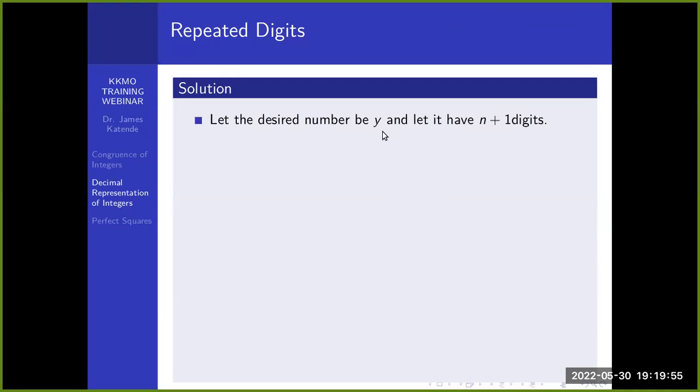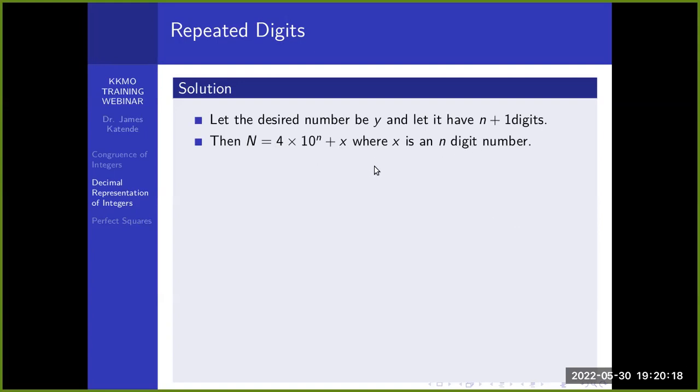So suppose the number we are looking for, we give it this name, we call it y, and we assume it has n plus 1 digits, right? So we know the first digit is 4. So that means the number can be written as 4 times 10 raised to n plus x, where x is made up of n digits.